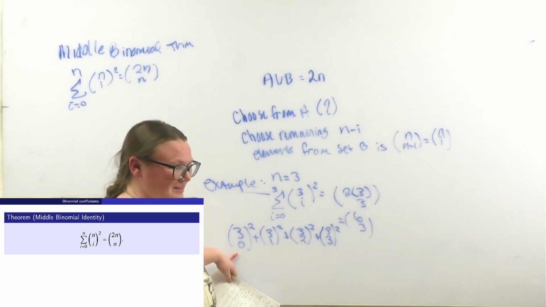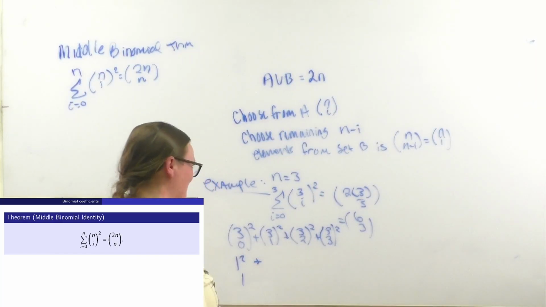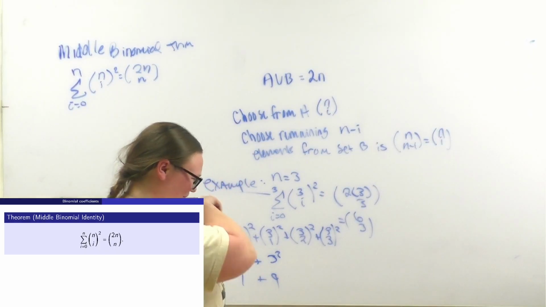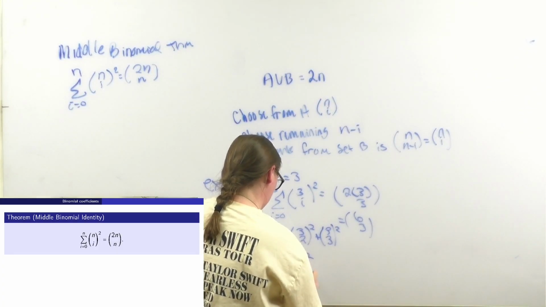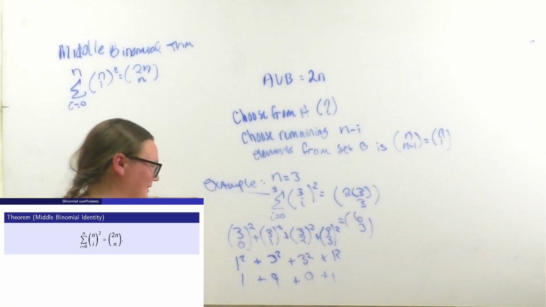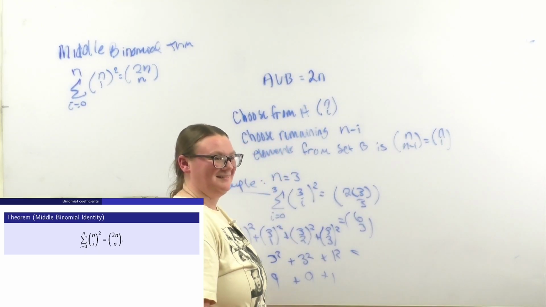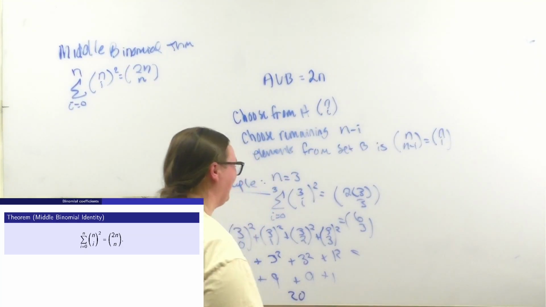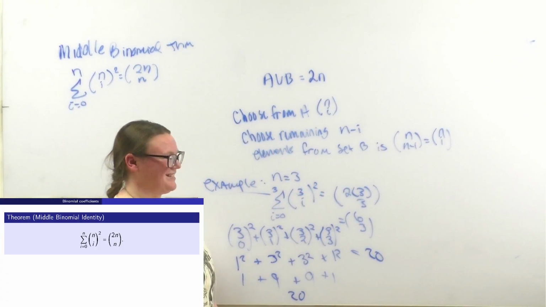Okay, what's 3 choose 0? Nice. What's 1 squared? What's 3 choose 1? What's 3 squared? What's 3 choose 2? And then I know everyone knows that that's 9. What's 3 choose 3? 1 squared is 1. What's 6 choose 3? Well, let's try. 9 plus 9 is 18. Add 2, this is 20. And it is indeed 20. Very exciting for us.